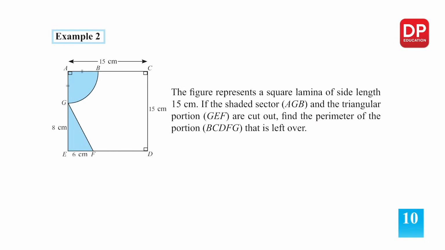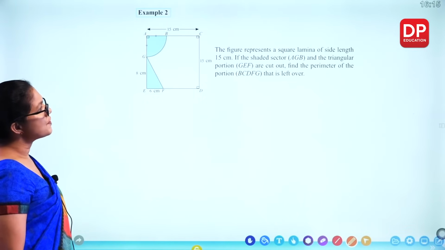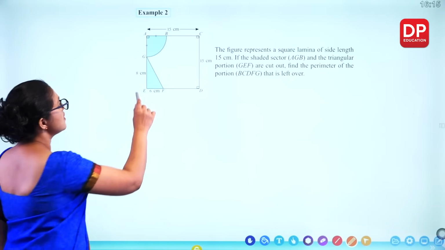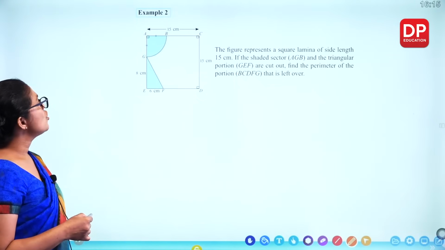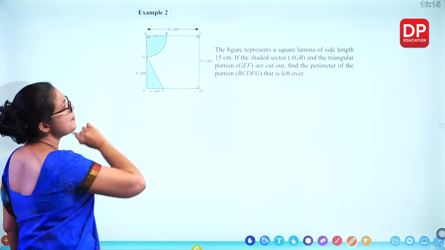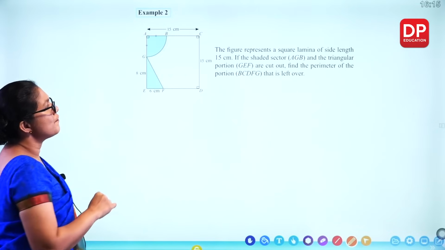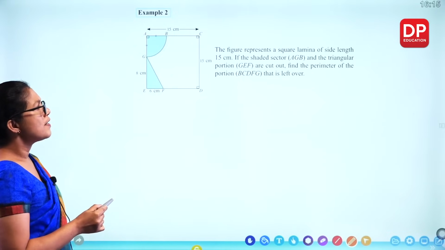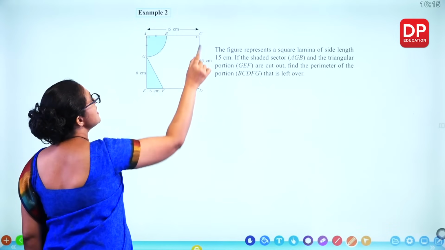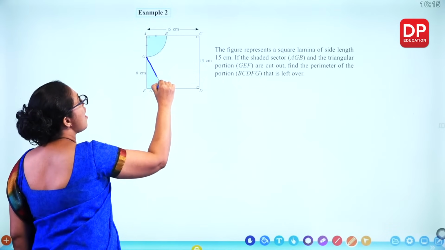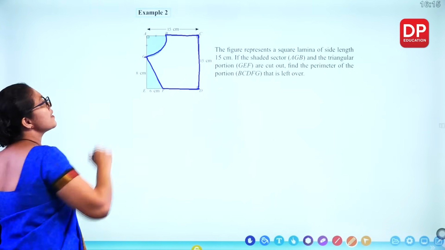Now we'll look at example number 2. It says the figure represents a square lamina of side length 15. So this side is given as 15. If the shaded sector AGB, this is the sector, and the triangular portion GEF are cut out, find the perimeter of the portion BCDFG. BCDFG means you are asked to find out the perimeter of this figure.